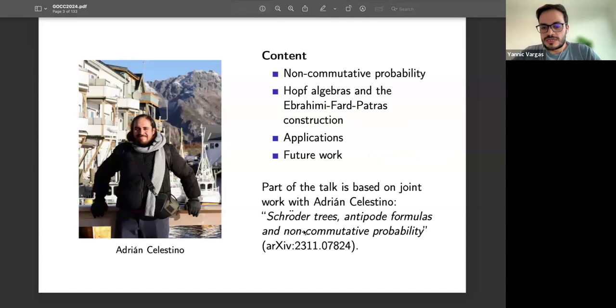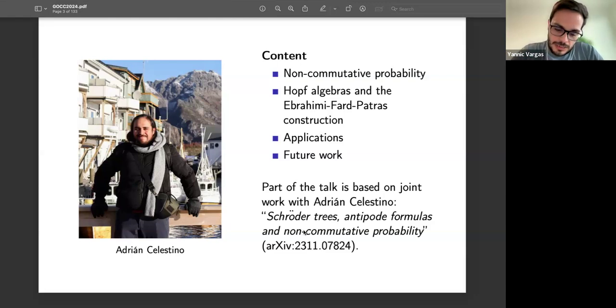Part of this work, again, is joint work with Adrián Celestino. Part of the story is in this article on arXiv. What I'm going to do is give you a motivation on how and why I started to look at non-commutative probability.